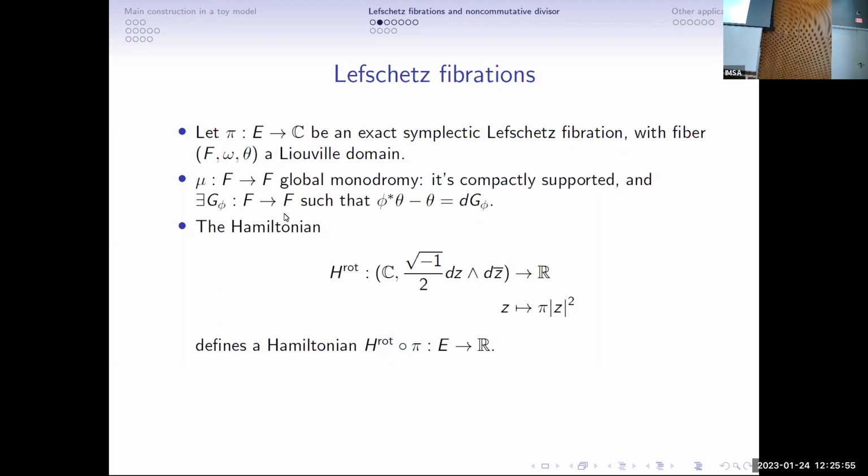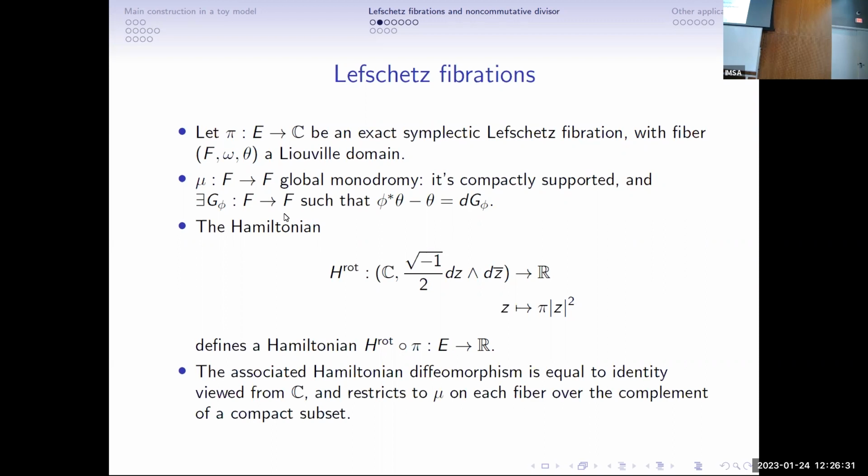On the base space, what we look at is actually the full rotation. What we do is we look at the Hamiltonian which takes the complex coordinate z to pi times the square of its modulus. And if you look at the associated Hamiltonian vector field, its time one flow exactly rotates the plane once around the origin. And we compose this map with the projection map pi, and we get a Hamiltonian defined on the total space of this Lefschetz fibration. And of course, we have many reasons to care about that.